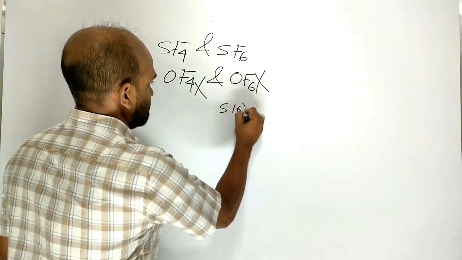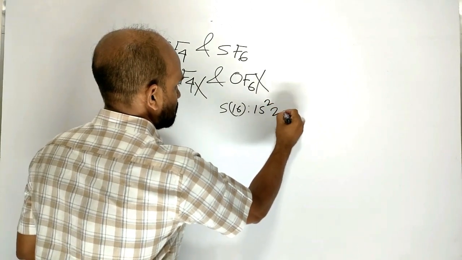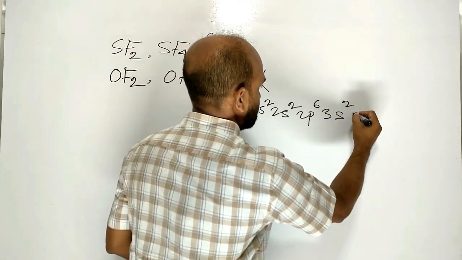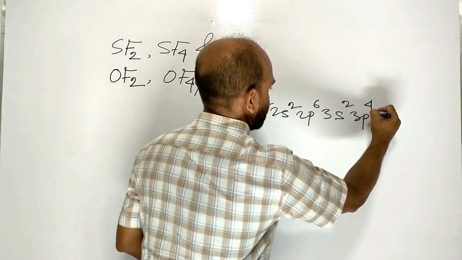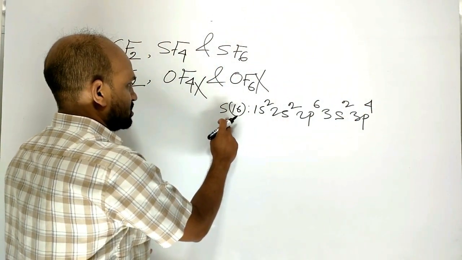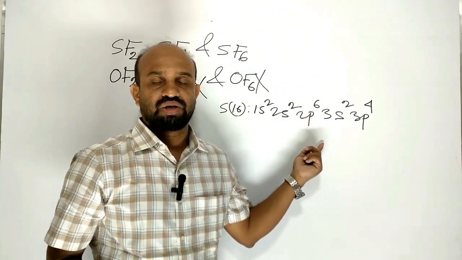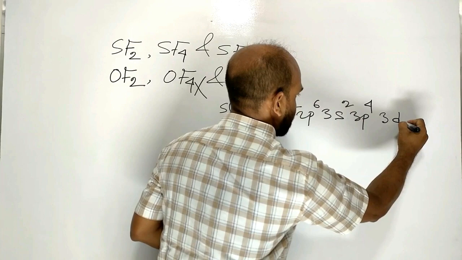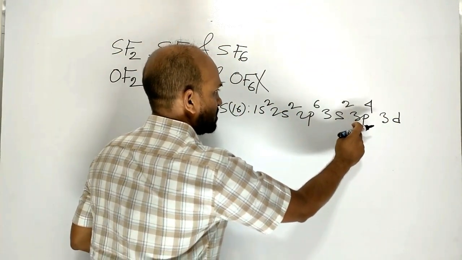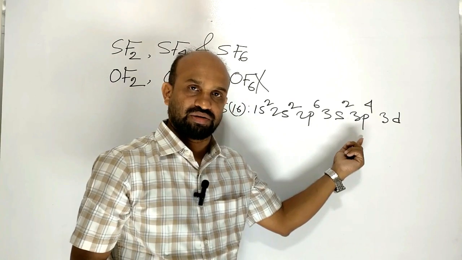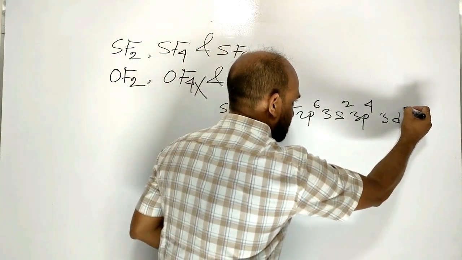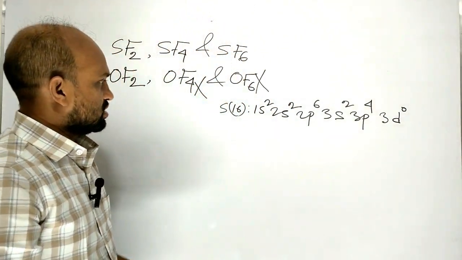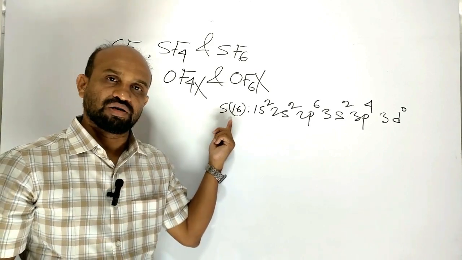Sulfur, 16: 1s2, 2s2, 2p6, 3s2, 3p4. Sulfur is a third period element, so it has a 3d sublevel, but up to 3p 16 electrons have been arranged, so the 3d orbitals remain vacant.